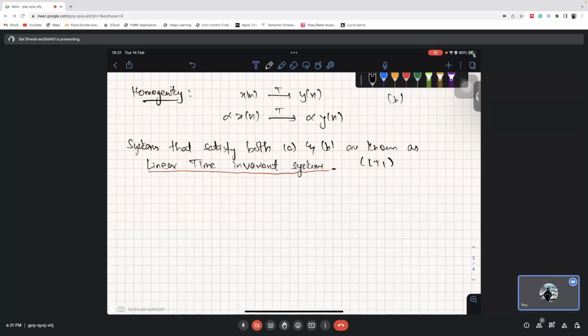An LTI system possesses the superposition property. Superposition is when we have alpha x1 plus beta x2, it produces alpha y1 plus beta y2. This is known as the superposition principle.